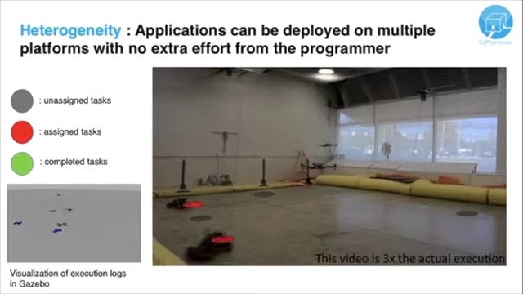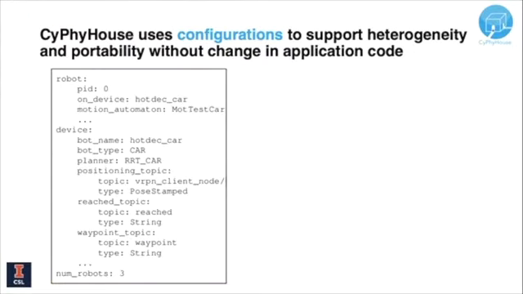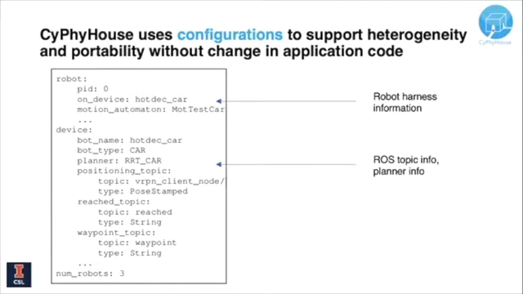As I mentioned earlier, we use configuration files to allow users to deploy and simulate the same code on various configurations without changing or recompiling the code. A configuration file includes information about the robot's name, the CyPhyHouse implementations used for actuators and sensors, ROS topic info, and system information such as number of robots. These are used both for simulation as well as deployment.